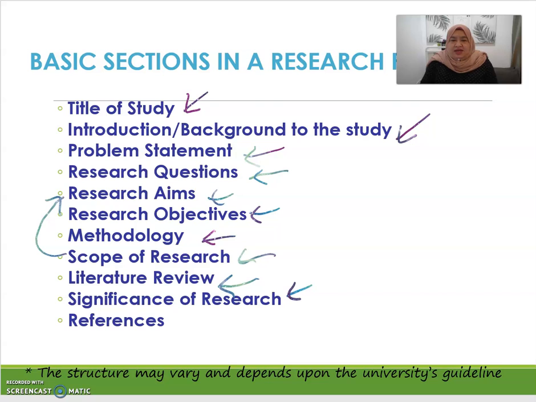Significance of your research and also references is very important. Remember, avoid plagiarism.